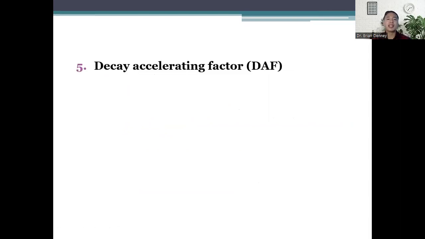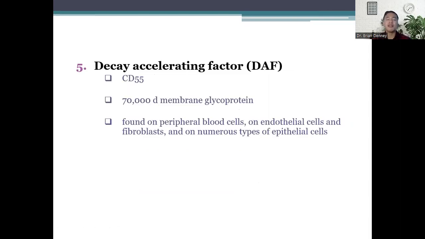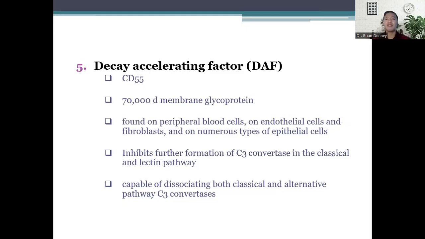Next, we have decay accelerating factor, also known as CD55. CD35 is also known as, you answer that. CD46 is also known as, CD55 is also known as this one. So this inhibits again C3 convertase in the classical and lectin pathway. This is also capable of dissociating both the classical and alternative pathway C3 convertases. Take note, it has also action in the alternative pathway. So it targets all the three.